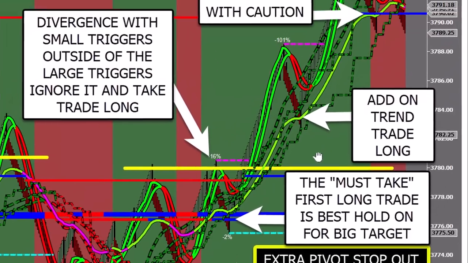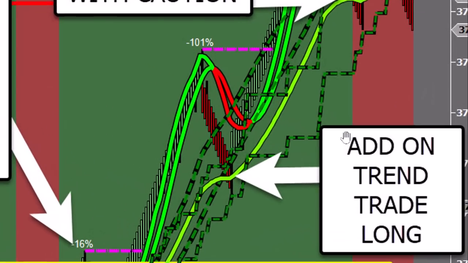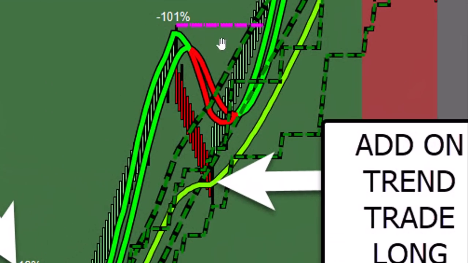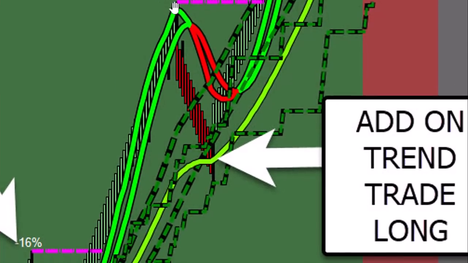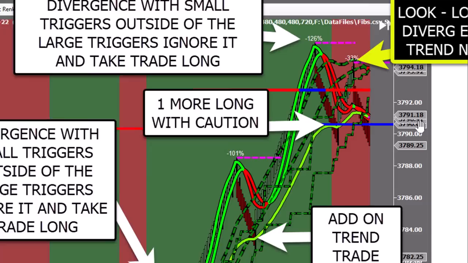Now, as we progress up, I didn't even really write anything on here about this divergence and these small trigger lines. That's obvious, isn't it? Now that you know what you know, isn't it really obvious that that divergence is inconsequential? It literally doesn't mean anything. It's almost as if you could just ignore it and take your trend trade, which you will start doing now.